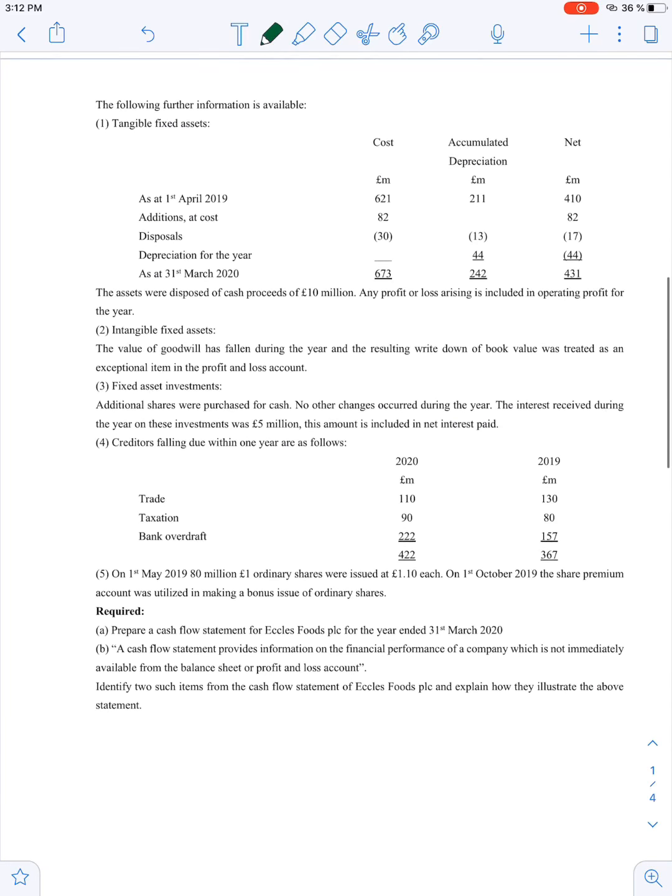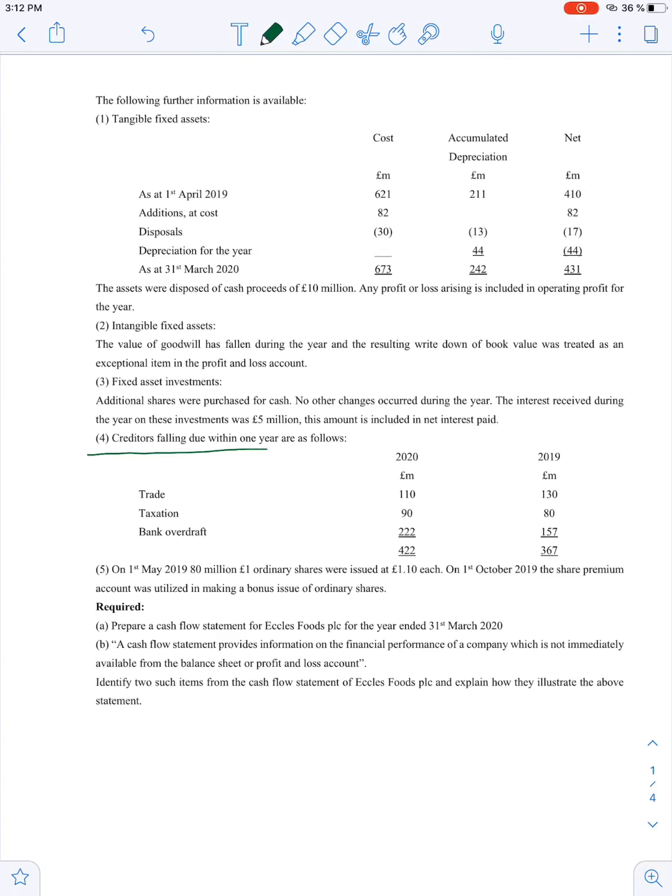And we do know that in note 4, creditors falling due within 1 year are described in great detail. And here we have to consider trade creditors only for the purposes of accounting for changes in liabilities. So only that line should provide us with the respective information. The total amount of trade creditors decreased, and that would negatively affect our cash again.